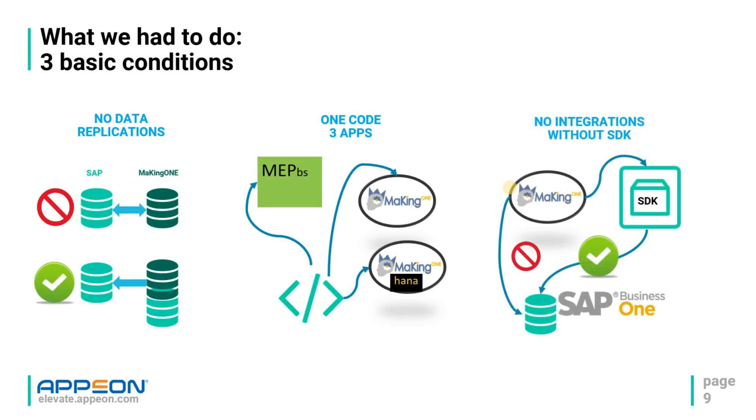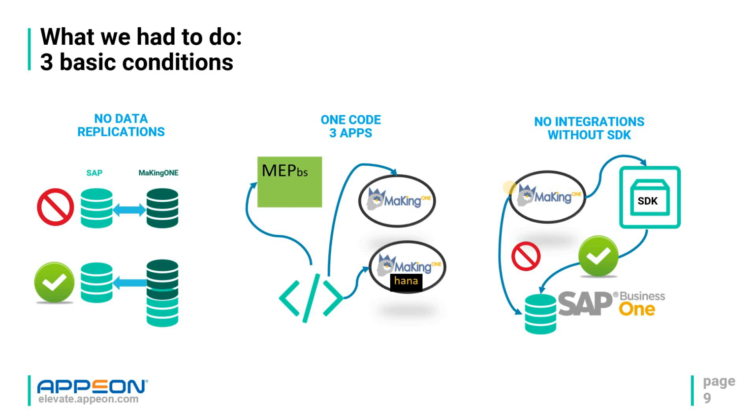The first one is no data replication. Data that are stored on the SAP Business One database must not also be on the MakingONE database. So how do we do that? We built views to SAP Business One tables in order to create our data.